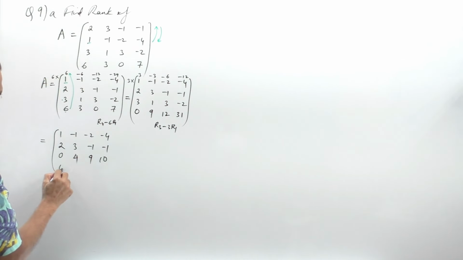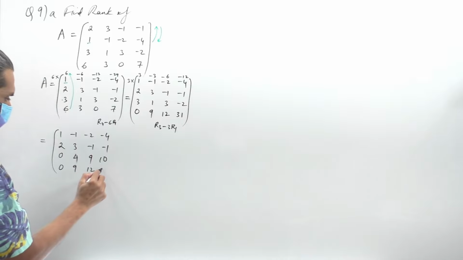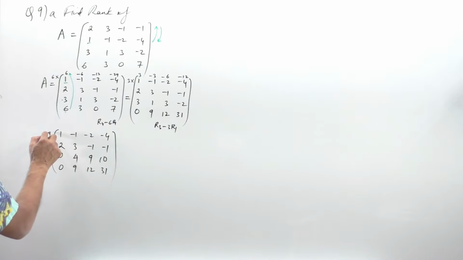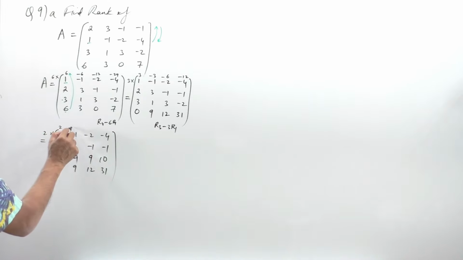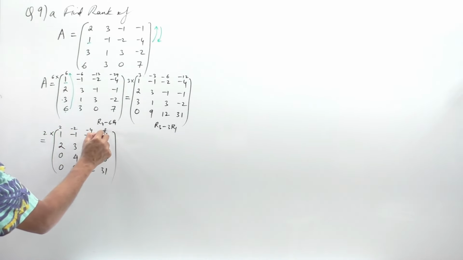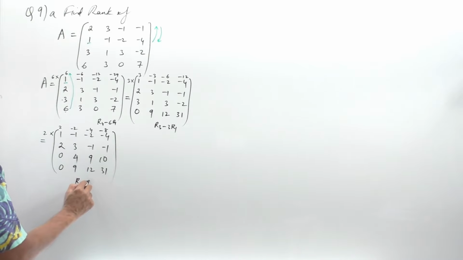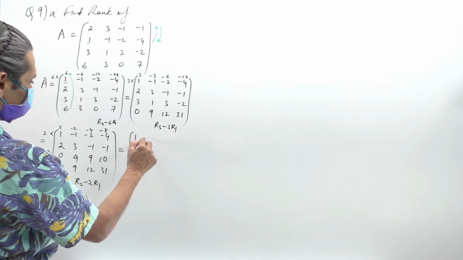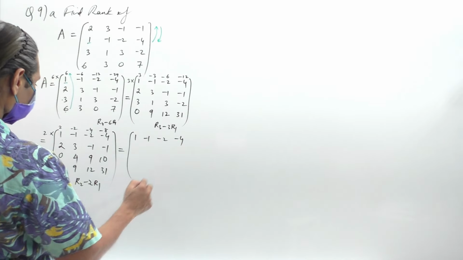And this will be as it is: 0, 9, 12 and 31. Fine. Now we need to make this 2 into 0 making use of 1. So again 2 minus 2 is 0. Very simple thing, so multiply by 2. 2 1s are 2, minus 2, minus 4, minus 8. So R2 minus 2 R1, and this will become now 1, minus 1, minus 2, minus 4 as it is.